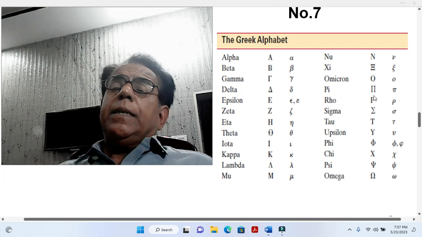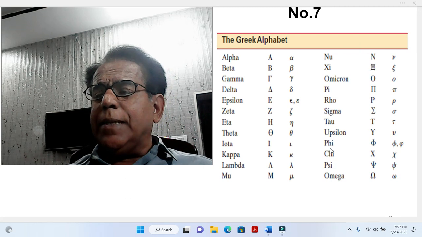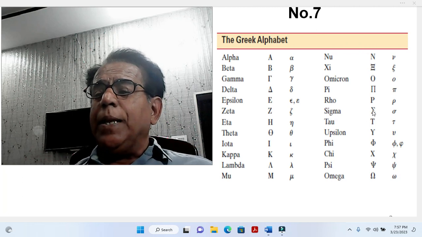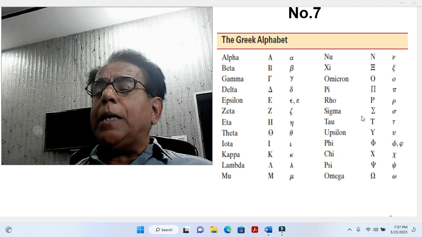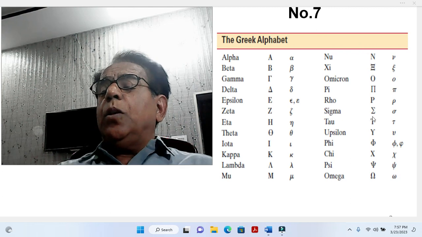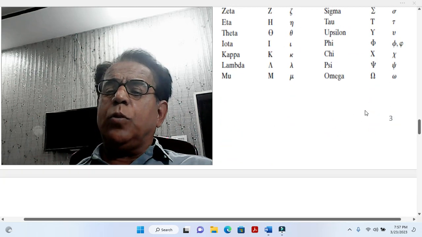In tool number 7, it is made clear that this symbol is sigma. This is the capital case and this is the smaller case. This sigma is sometimes also called summation. Summation means sum. Okay, sigma, summation.